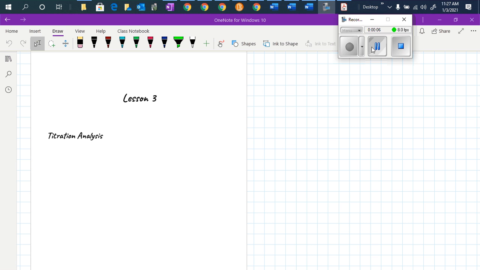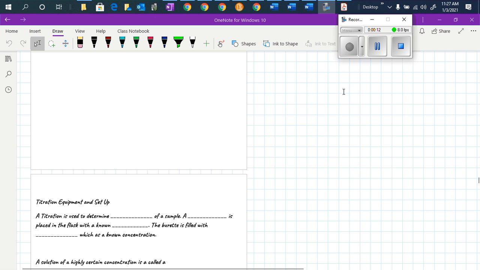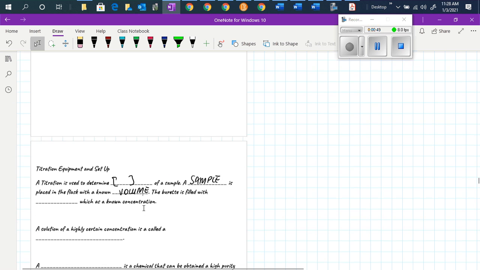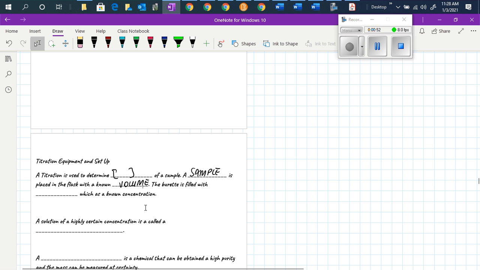Well, let's move to lesson 3, which is titration and titration analysis. A titration is used to determine the concentration of a sample. The sample is placed in the flask with a volume that we know, a known volume. So we know the volume, and we are figuring out the concentration of the sample that we have. Then this sample is placed in the flask.